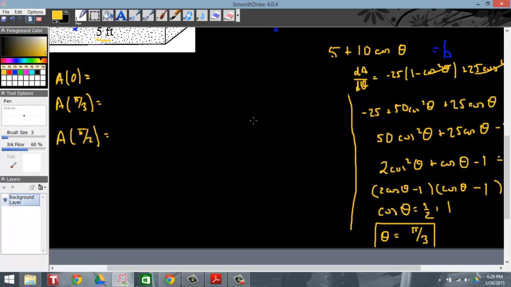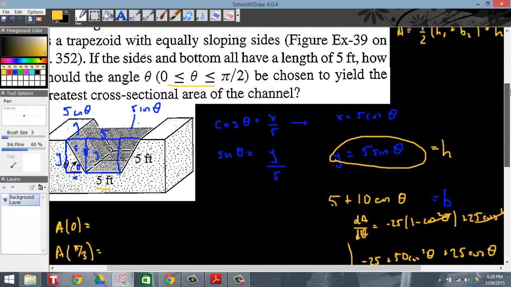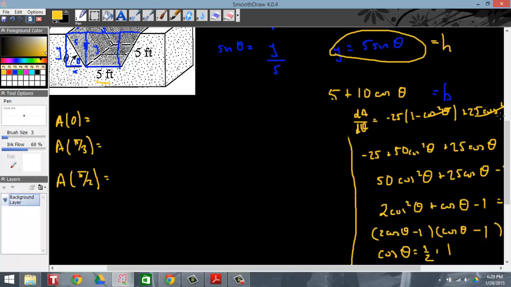So I need a safe place to plug this into. I'm going to go ahead and use something that I deleted, which is, if you look back at the sine, 25 sine of theta times 1 plus cosine of theta. So see if you can't find that on your paper. For A of 0, I get 0. For A of pi over 2, I get 25. And then for A of pi over 3, I get 75 root 3 over 4.